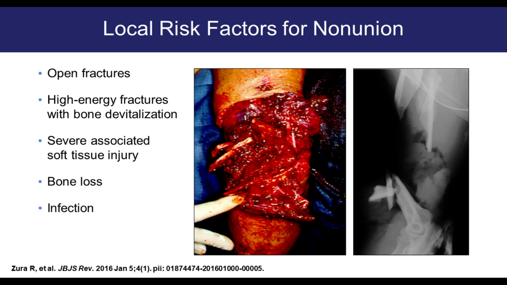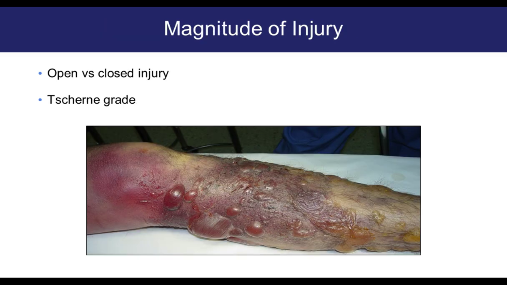Now, you can also have a closed injury, and this is clearly a photograph of a high Tscherne grade. So it's a closed injury with massive soft tissue injury. Do we know the effect of different Tscherne grades? Can we even quote those reliably in the same manner? So soft tissue injury here, but a different type of soft tissue injury. I don't know that we know how this magnitude of injury impacts non-union.